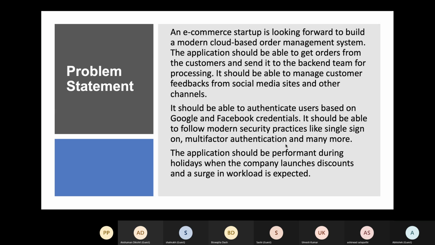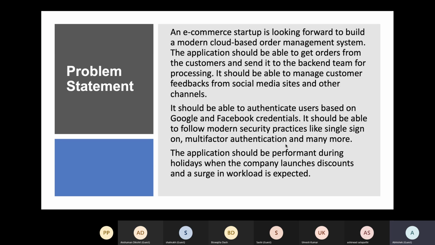Also, the application should be performant. Like an e-commerce application, whenever we have a discount, we see a heavy surge in traffic, right? Whenever we have a discount on Amazon or Flipkart, what do we do? We simply log in and buy as much as possible. So at that point of time, your application will experience a surge in workload, and the application should be able to handle this in a very performant manner.